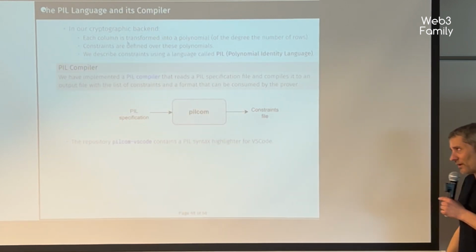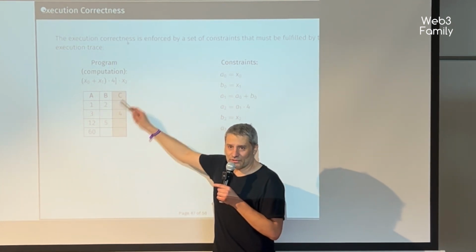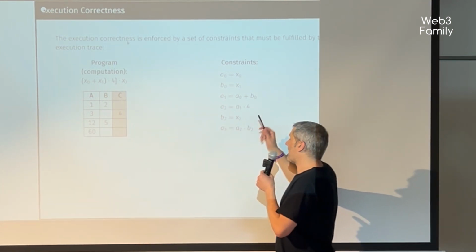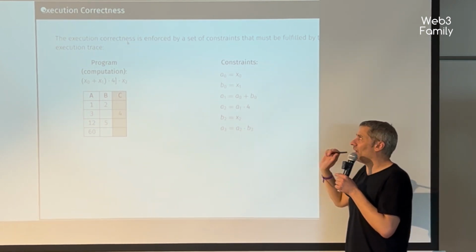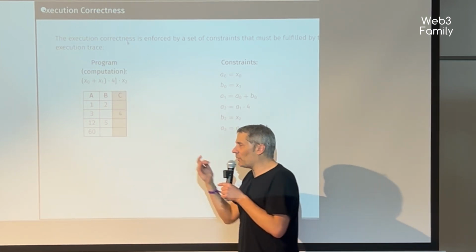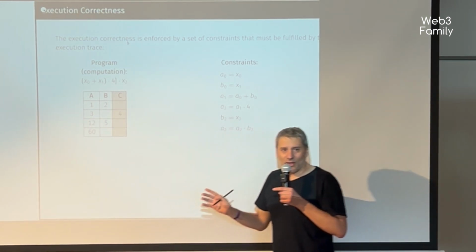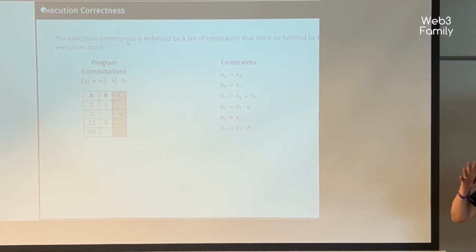The thing is that these matrices will have millions of rows, so I will have millions of constraints. In fact, what we do is not to deal with individual cells. What we do is to deal with columns. Columns and operations.